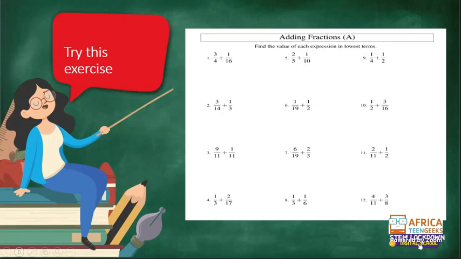Now let's move to number 4, where we have to find the lowest common multiple, just like we did on the second one. Okay, so for number 4, we have 1 over 3 plus 2 over 17. All right, let us look at it very carefully and try and find the lowest common multiple. The lowest common multiple, right? So we have 1 over 3 plus 2 over 17.